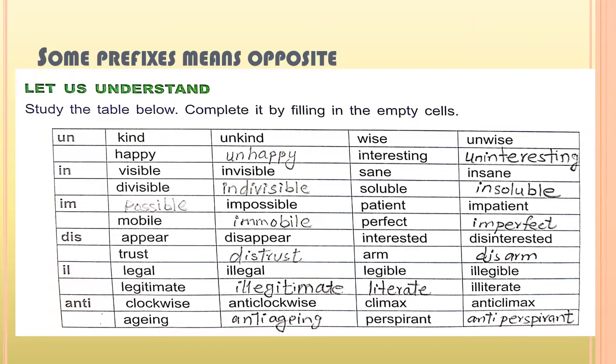Divisible, indivisible. Soluble, insoluble. Possible, impossible. Mobile, immobile. Perfect, imperfect. Trust, distrust. Arm, disarm. Legitimate, illegitimate. Literate, illiterate. Aging, anti-aging. Perspirant, antiperspirant. Solve this exercise in your books and also learn the words and their opposite words. Learn their spellings. Then practice exercise A, page number 28.